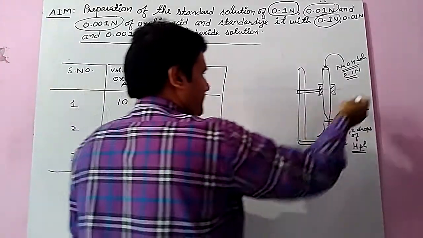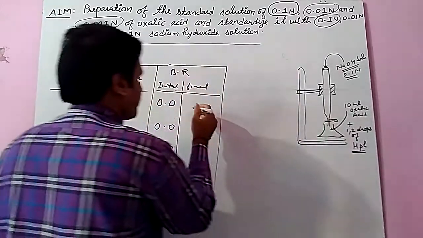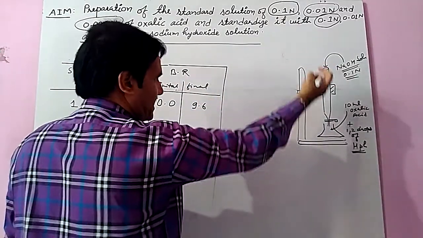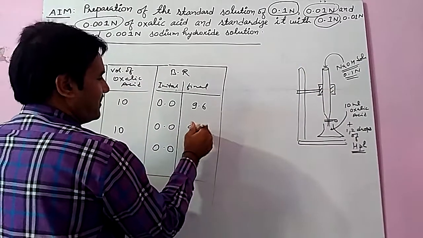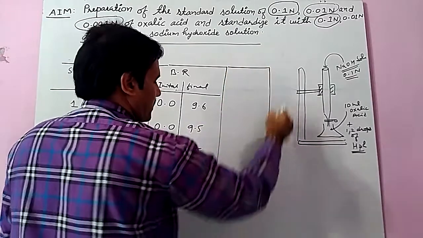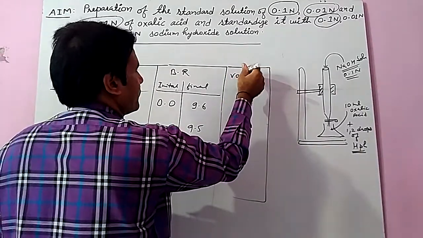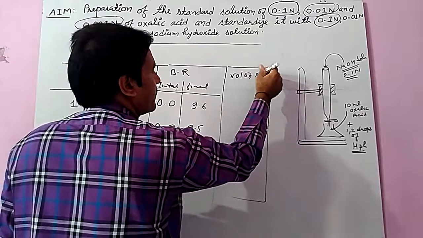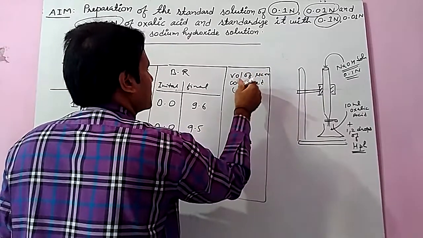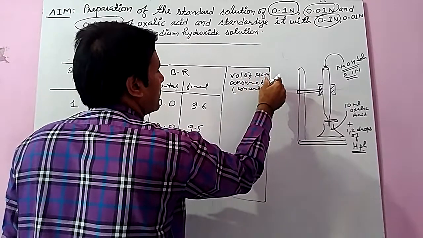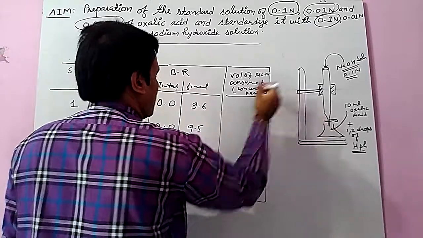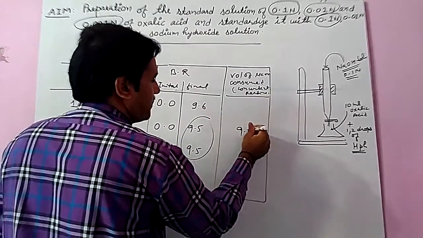So in the first case, the color is found at 9.6 of consumed NaOH solution, 9.6 for oxalic acid. Second time find 9.5, then found 9.5. It means the volume of NaOH consumed, that is the concordant reading, is found 9.5.